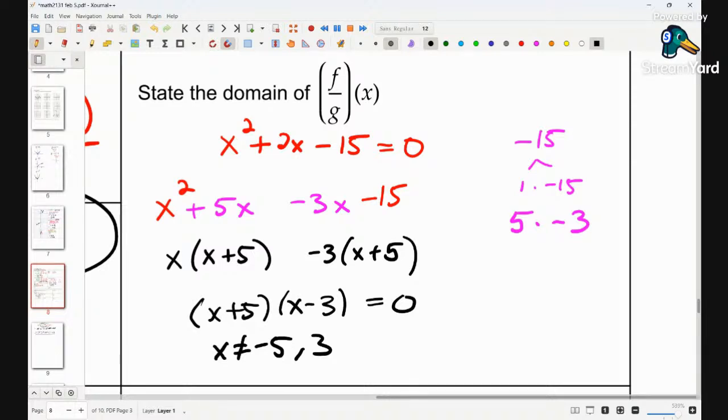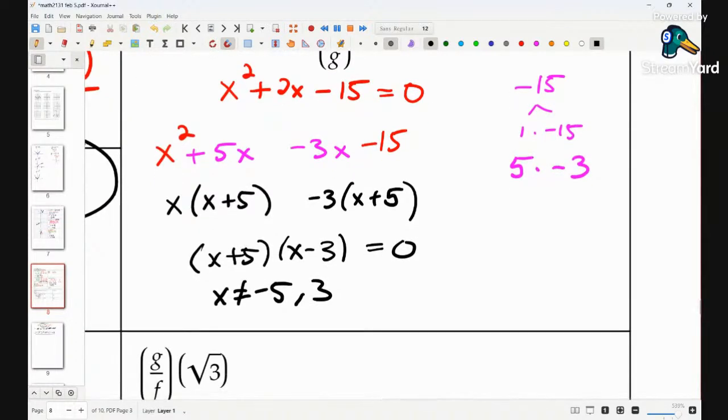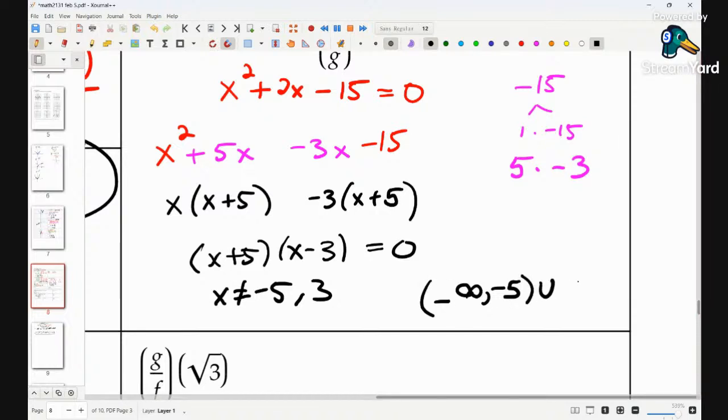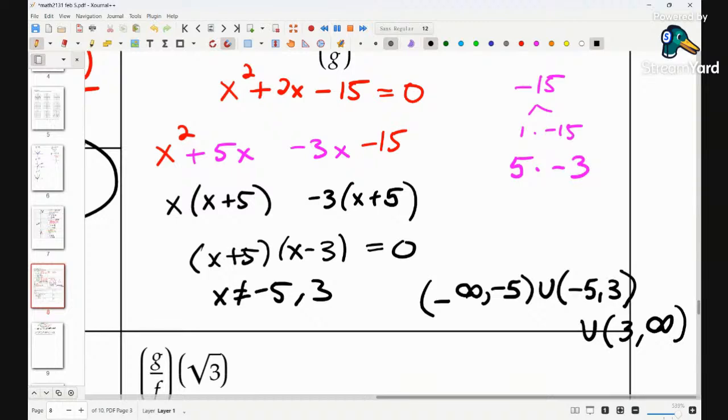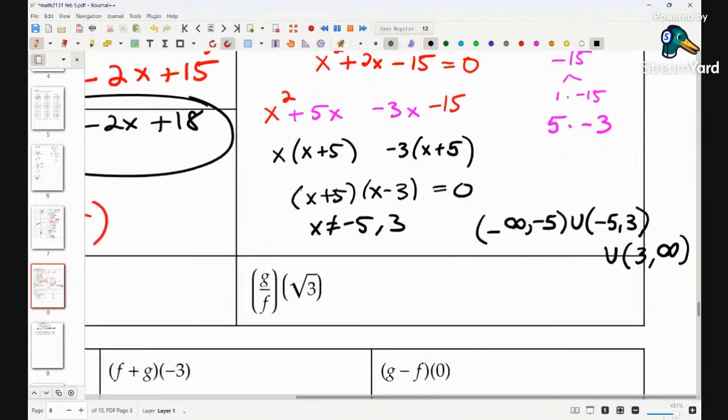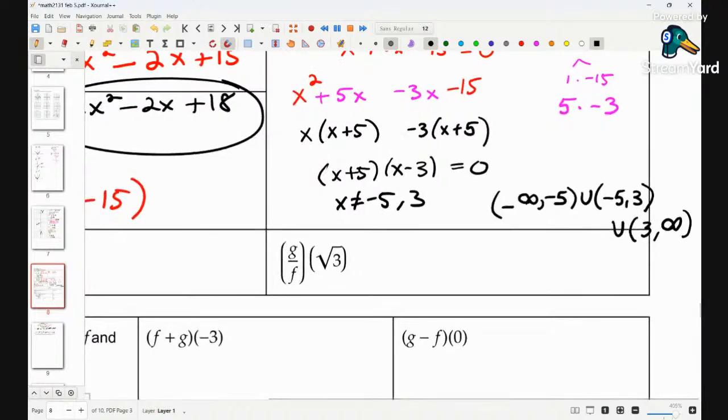In interval notation, negative infinity, which one of these numbers are we going to hit first? So we're going to jump over it, and we do not include it, so we use a parenthesis. Negative infinity to -5. Union. Then we're going to arrive at 3. Union 3 to infinity. You need all those parts.